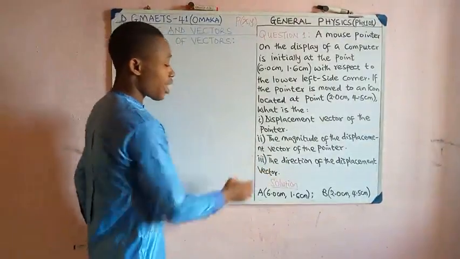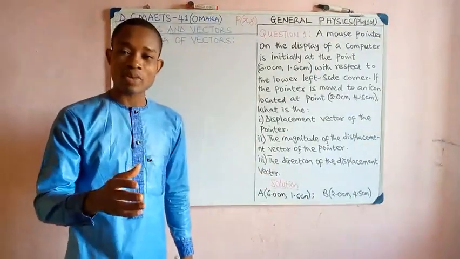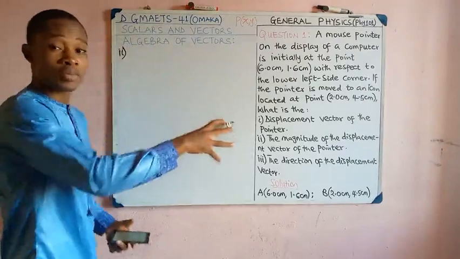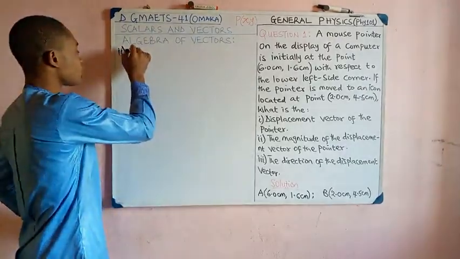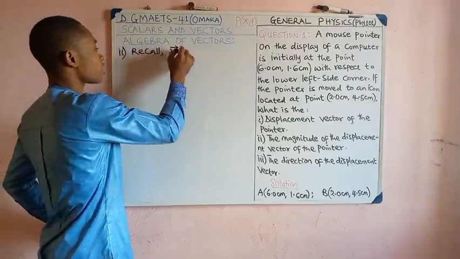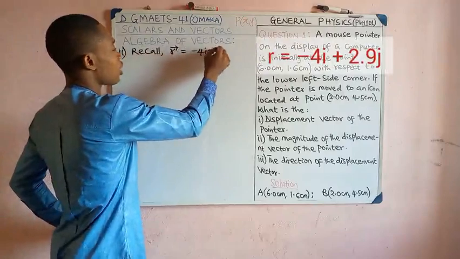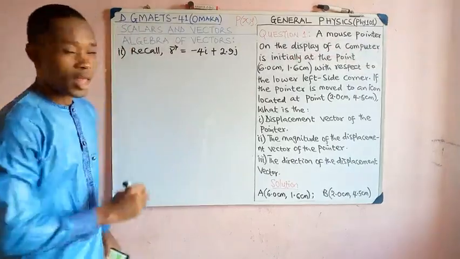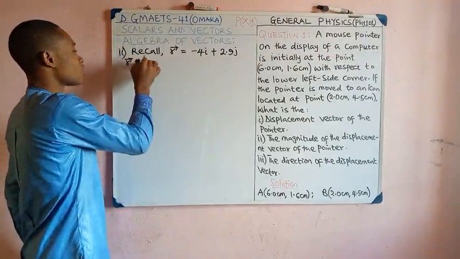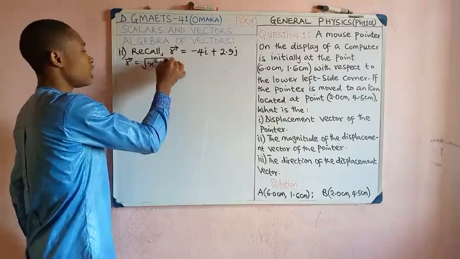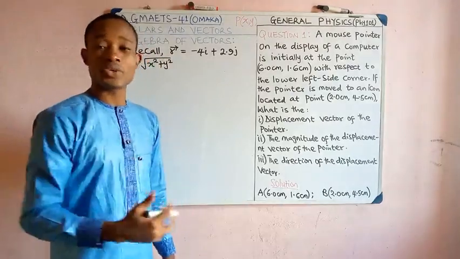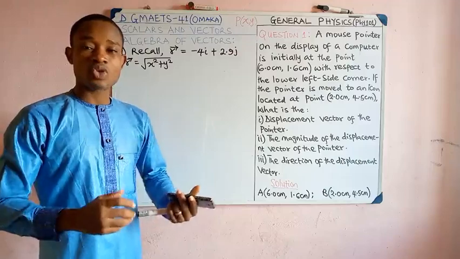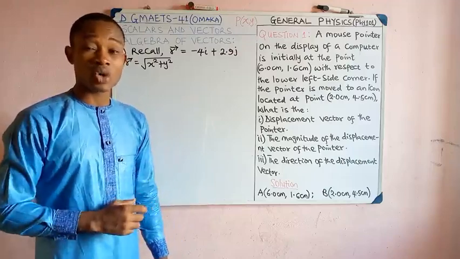Now, I want to look at the second and third part of this question. I want to get the magnitude of the displacement vector of the pointer and, of course, the direction. But when we solved the first part of the question before the break, we obtained the displacement vector. Recall, we obtained the displacement vector to be minus 4i plus 2.9j. How do we get a magnitude? To obtain a magnitude of a displacement vector, we use Pythagoras theorem. It's an absolute value. So the final answer you will get will always be positive. Don't forget that. The magnitude, the length, the absolute value, modulus of any quantity is always positive.